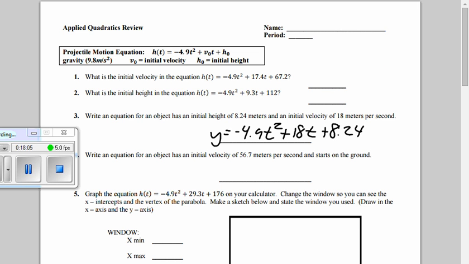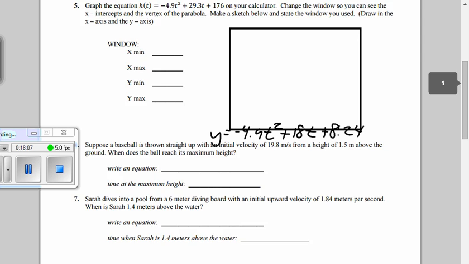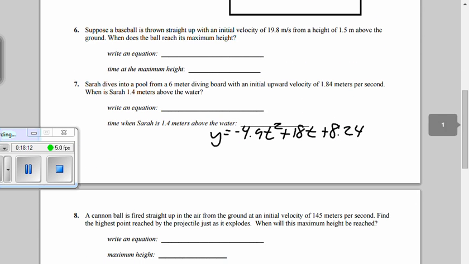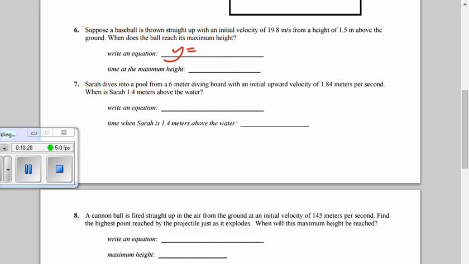This is actually part of your homework here, is to get to problem number 6. Number 6. Suppose the baseball is thrown straight up with an initial velocity of 19.8. Oh, I know how to write that in the equation. Do you? Okay. Miss S, how does the equation always start? Yep, negative 4.9. I'm going to use x, but we could have used t.